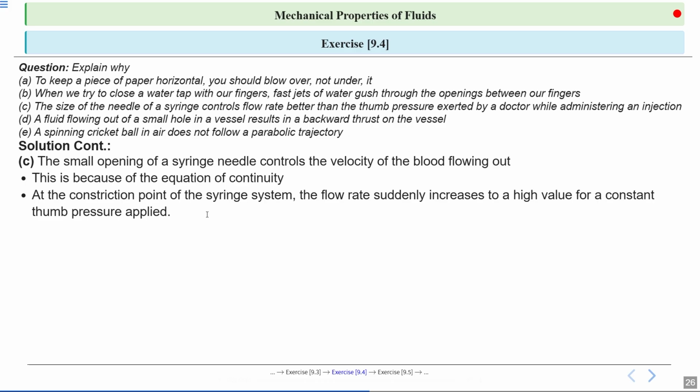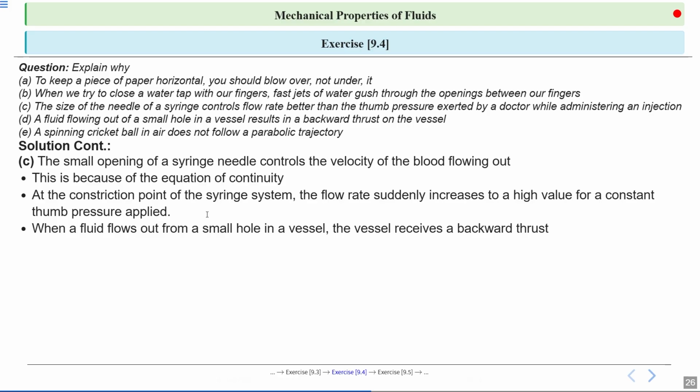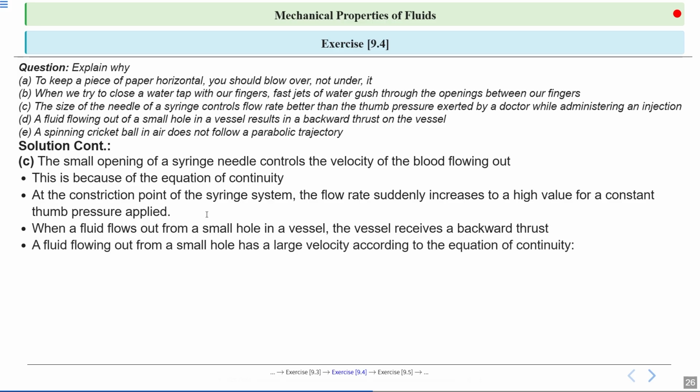thumb pressure applied. When a fluid flows out from a small hole in a vessel, the vessel receives a backward thrust. A fluid flowing out from a small hole has a large velocity according to the equation of continuity. So area into velocity equals a constant.